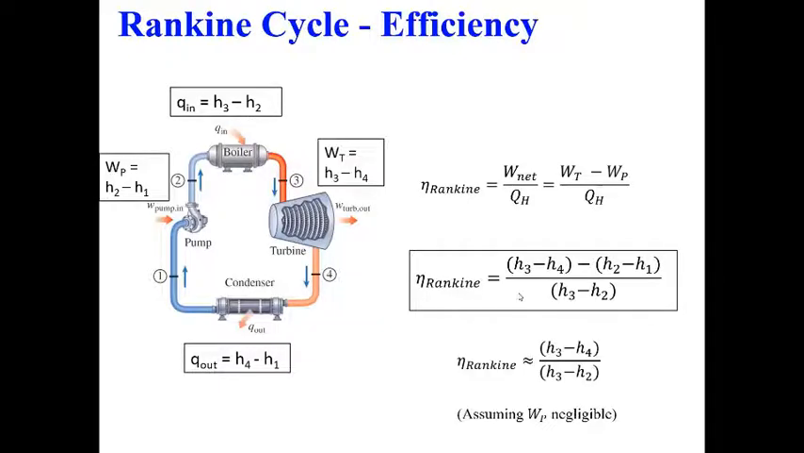Sometimes we also assume that the work done in the pump is negligible compared to other factors. So we can approximate the efficiency of a Rankine cycle as only using the turbine work done and QH. So we can neglect H2 and H1 for some conditions.